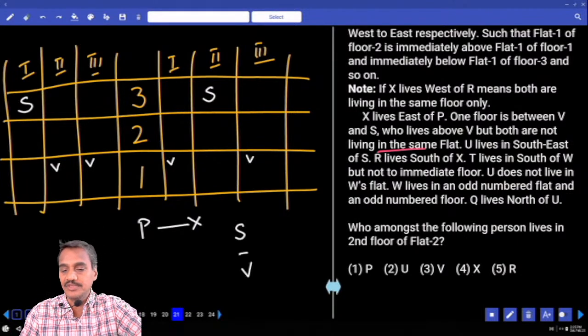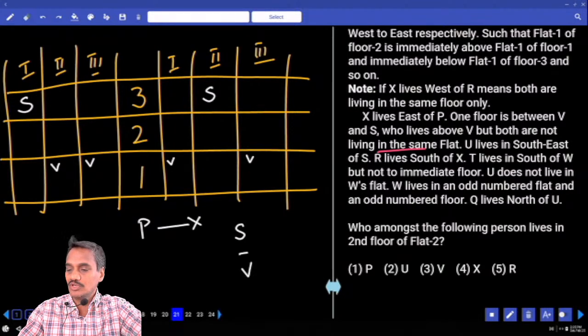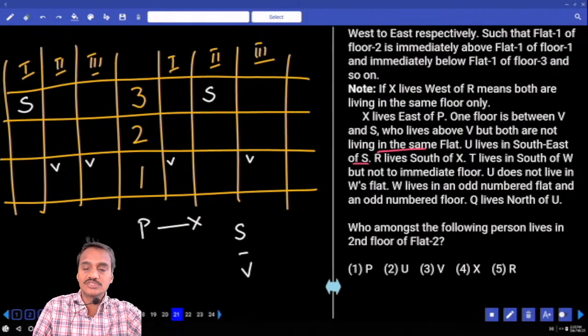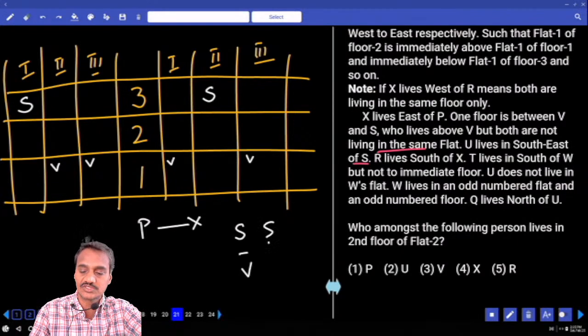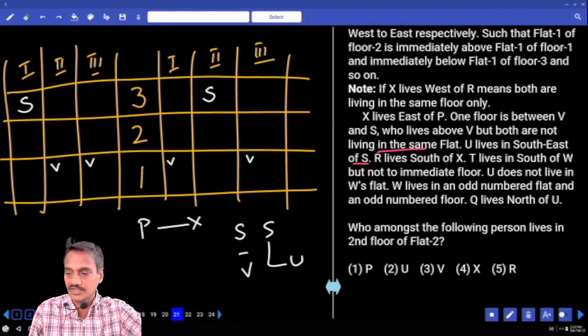Then, P is to the east of X. And U lives in the southeast of S. U is in the southeast of S. So tell me what happens here. U is in the southeast of S.